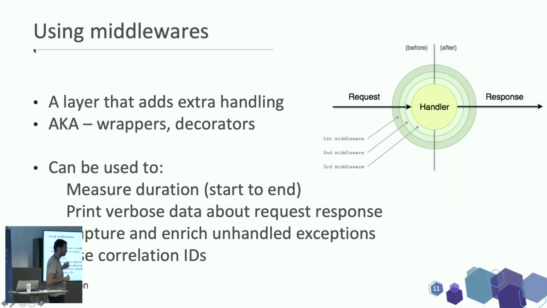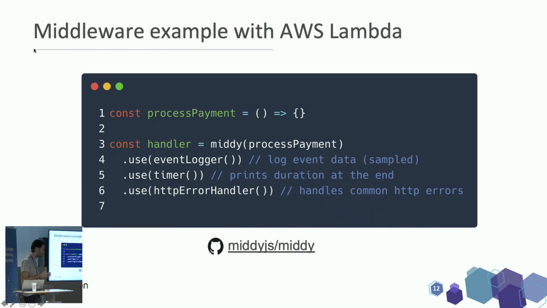For example, measure the duration from start to end because we want to make sure the performance is working well, or to print some verbose data about the event if we need to troubleshoot it, so we'll have it afterwards. Use correlation ID, capture errors, which is also a great example, and it's pretty easy to do that. You just need to make sure you have a great recipe to do it right.